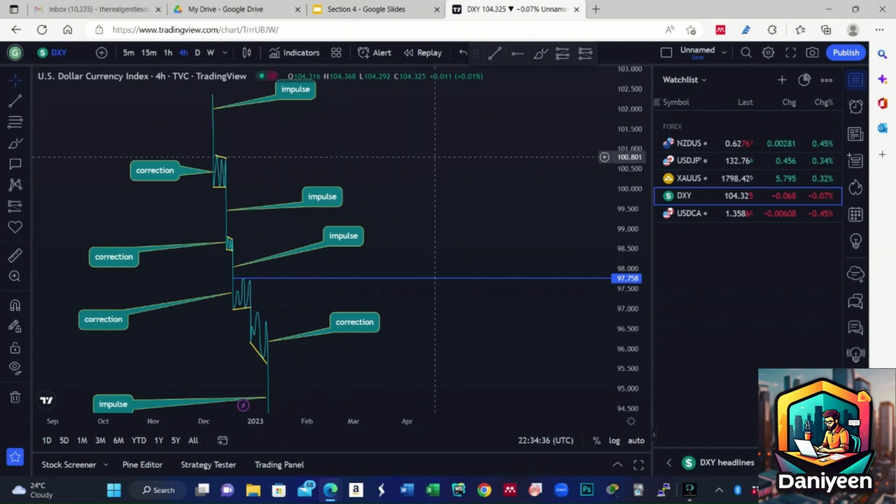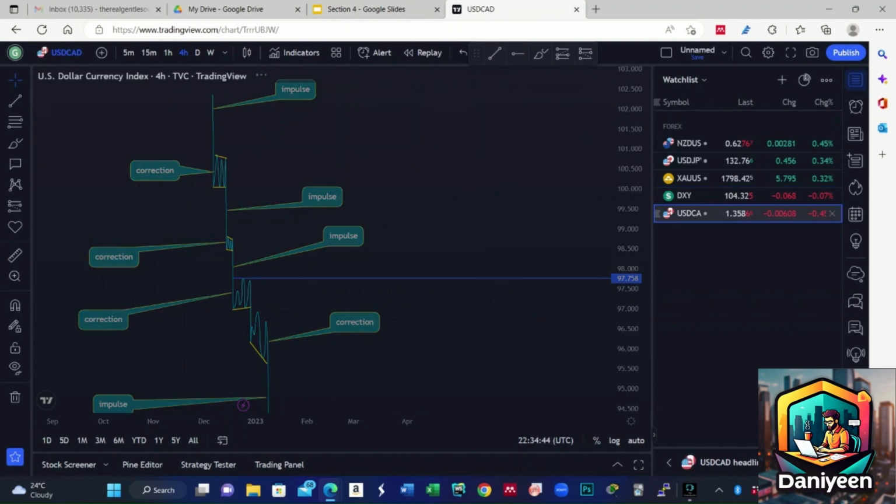So the market is always in a state of impulse or correction. If it is not impulsing, then it is correcting. So that is it. Let me show you on a live chart.